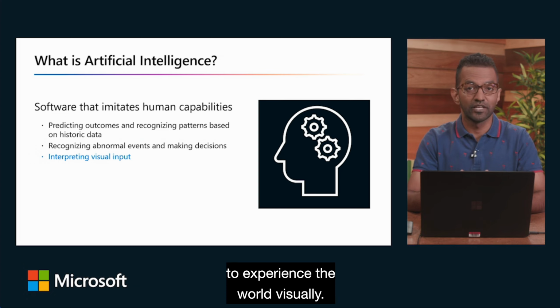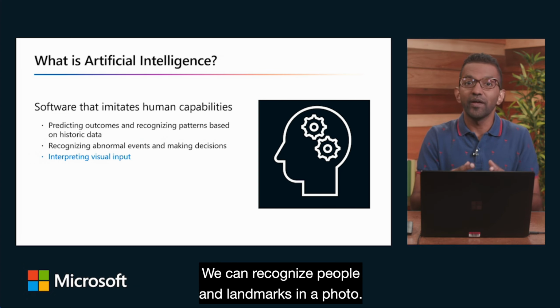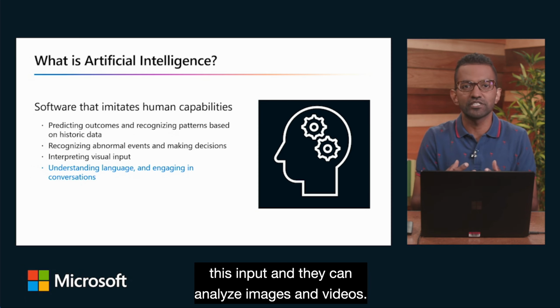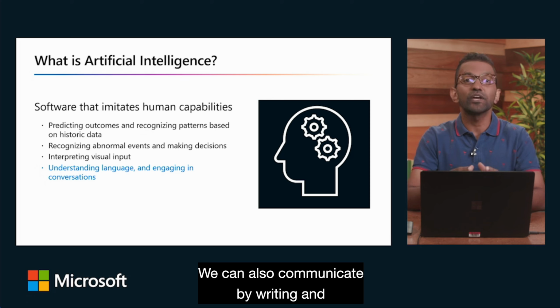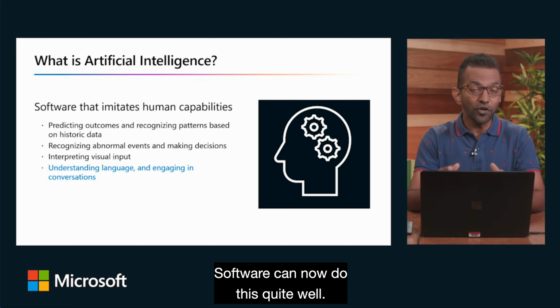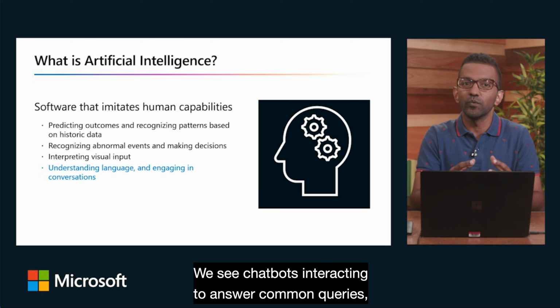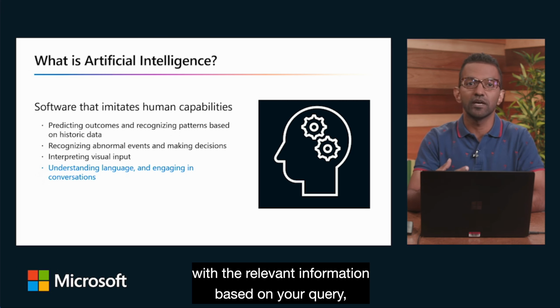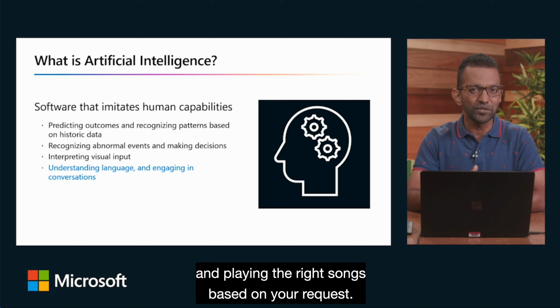Humans use sight to experience the world visually, and we can recognize people and landmarks in a photo. Instead of eyes, computers have cameras that allow them to receive this input, and they can analyze images and videos. We can also communicate by writing and speaking and engaging in dynamic conversations, having to respond appropriately. Software can now do this quite well. We see chatbots interacting to answer common queries, engaging in dynamic conversation to provide you with the relevant information based on your query, and playing the right songs based on your request.